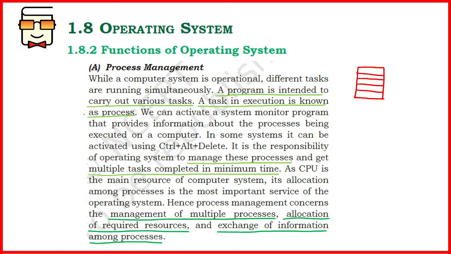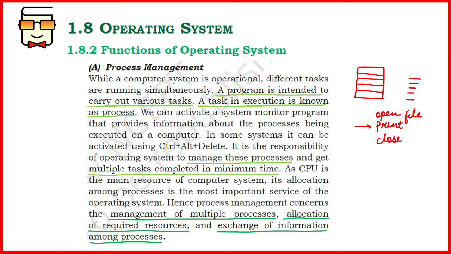Now coming to what is a process. A program consists of multiple instructions and multiple tasks. A task is basically an action or a function that needs to be executed by a program. So if there is a program that has to first open a file, print the contents of the file, and then close the file, these are three tasks that the program needs to perform.